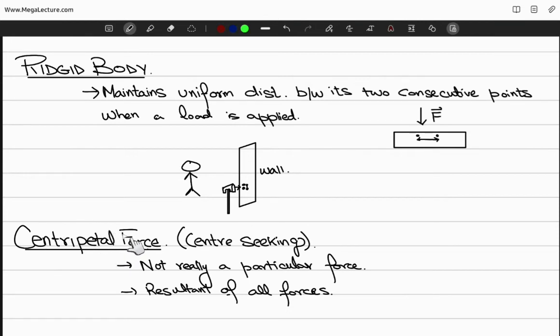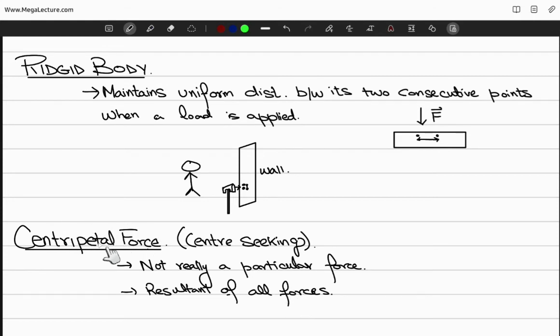So the idea of centripetal force is something that is center seeking. It seeks the center, and it's not really any particular type of force. What it really is, is something that will prevent your object from following a straight path. It will try to bend the path of your object in a circular geometry. The centripetal force is actually a resultant of all the forces which will act on your system when the system is in the state of circular motion.